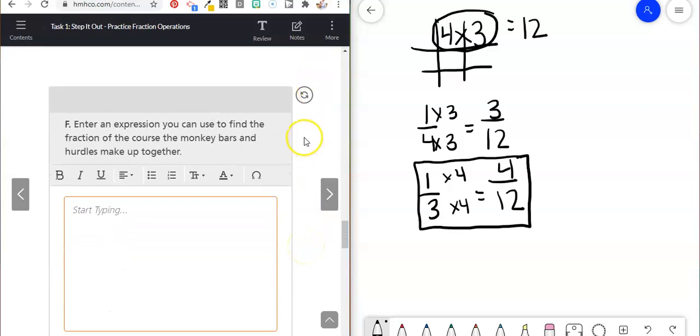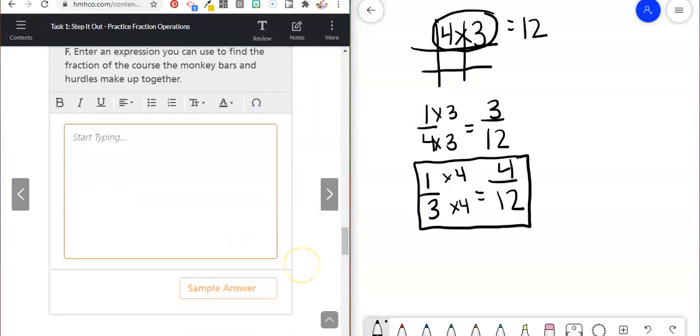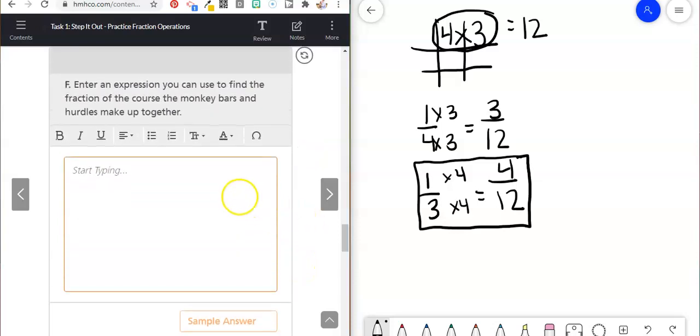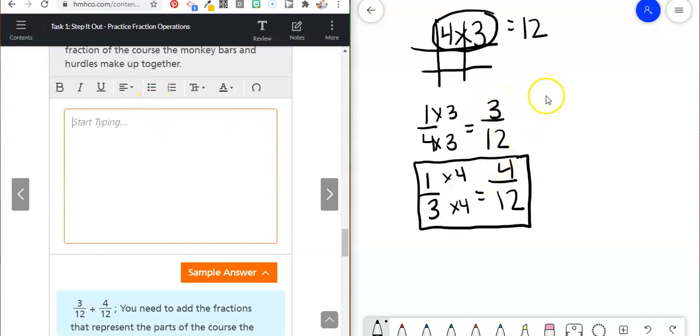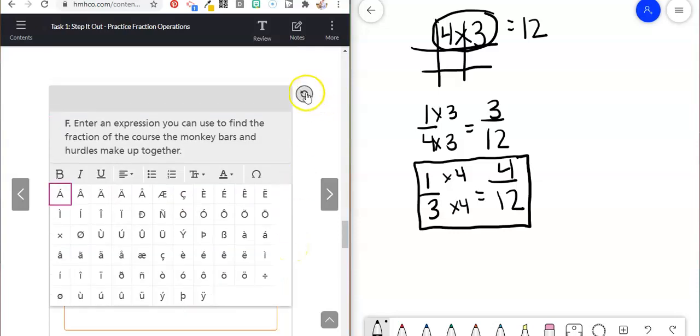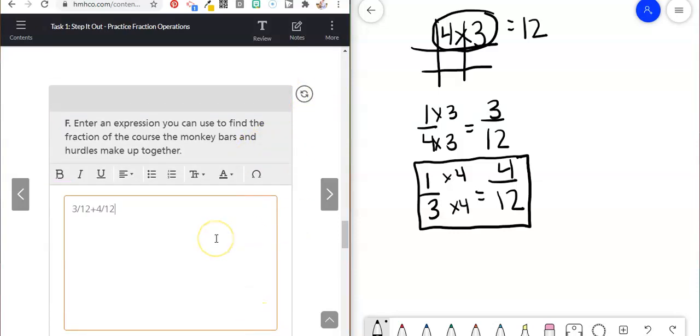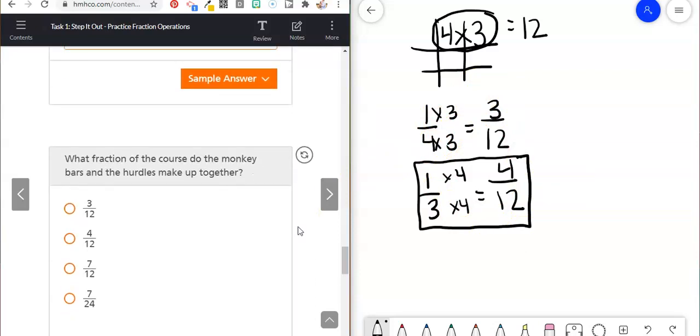Enter an expression you can use to find the fraction of the course the monkey bars and the hurdles make up together. So what we need to do, we need to add our new fractions, which we did over here. We have 3/12 plus 4/12. Okay, and that's how you got that answer. So 3/12 plus 4/12, and we got that right over on our work side. Remember, whatever I'm putting on my work page, you're putting on your work page.